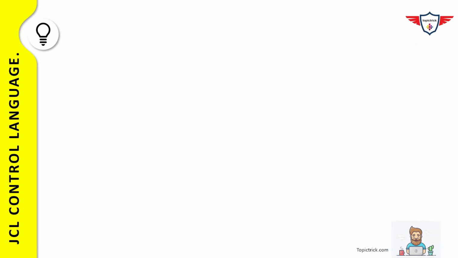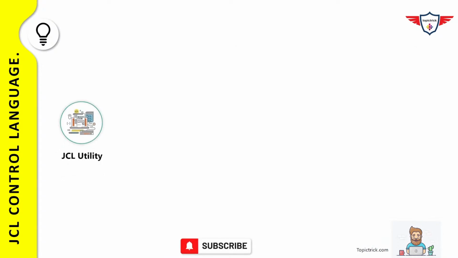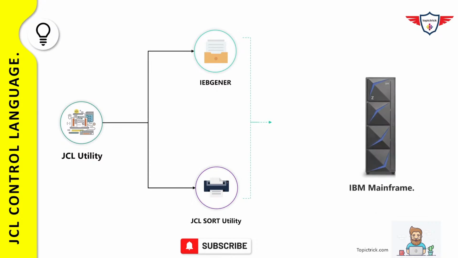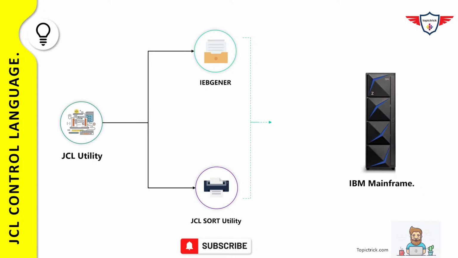Now our next topic is JCL utilities. In this video, we will talk about two important utilities. First one is the IEBGENER utility, and then we will talk about the JCL SORT utility. However, there are many different utilities used on the mainframe, and I've created separate videos on all those utilities. Please do visit our channel in case you want to learn more about these utilities.